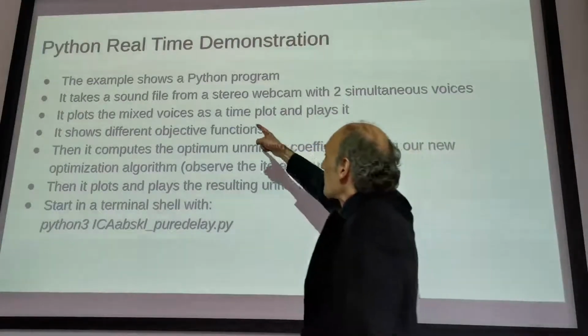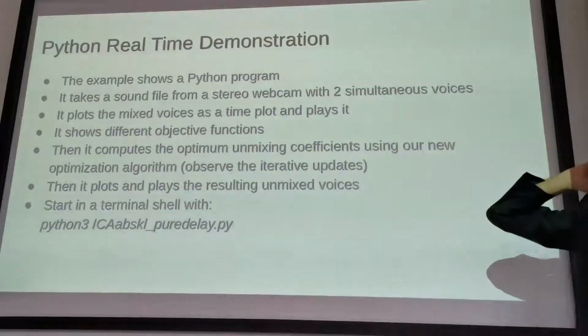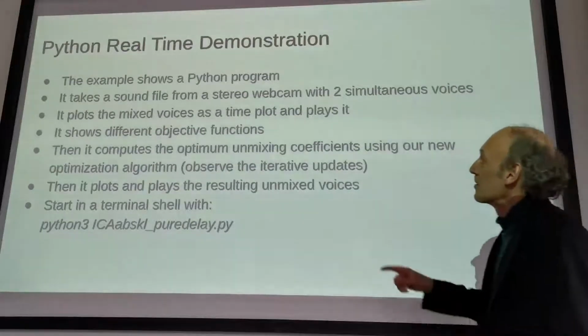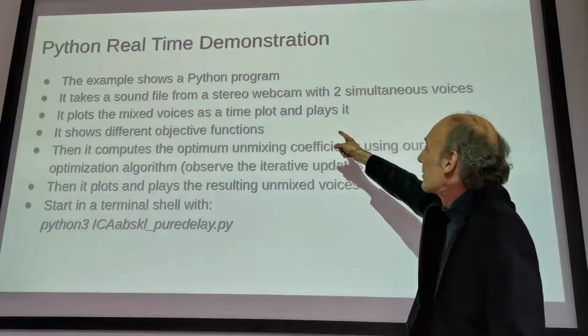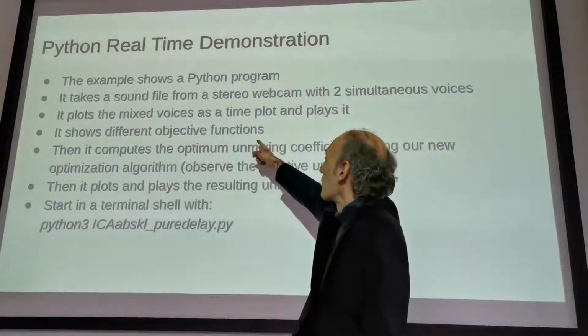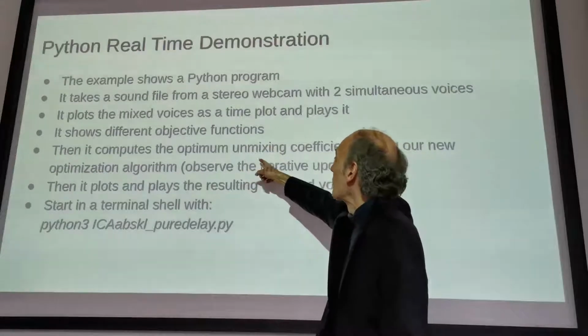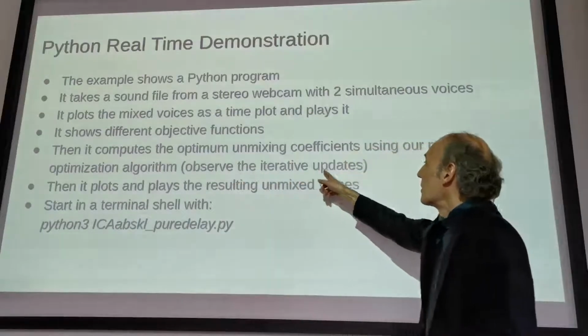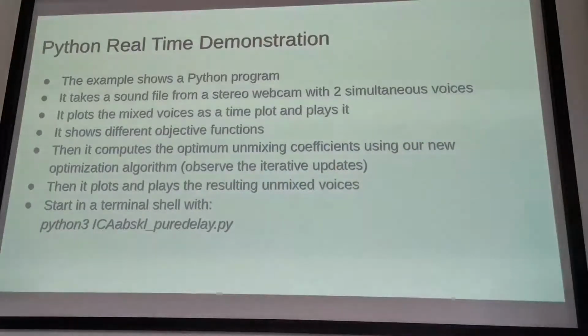So this program takes a sound file from the stereo webcam, like I mentioned, about 6 centimeter microphones apart, and 2 simultaneous voices. Actually, Oleg's and my voice. He simultaneously talked. And first it plots the mixed voices and plays it back so that you can hear that you cannot really understand either of us. Then it shows those different objective functions, which you already saw. Then it computes the optimum unmixing coefficients using our new algorithm. And here you can see the iterative updates. You can actually see how the objective function decreases.